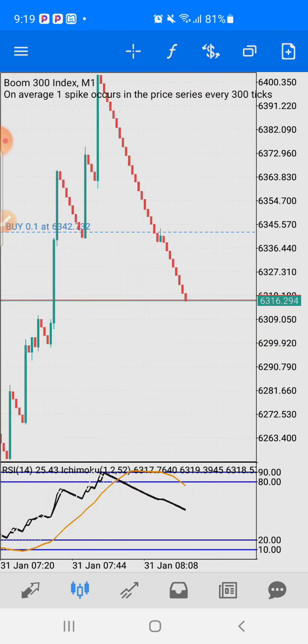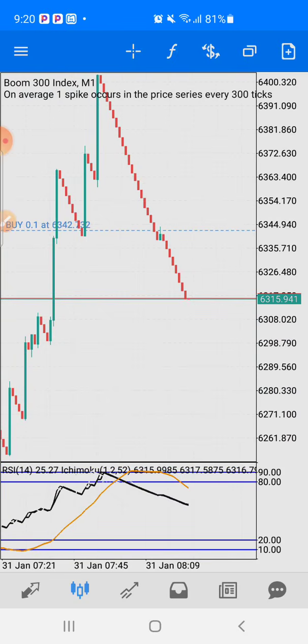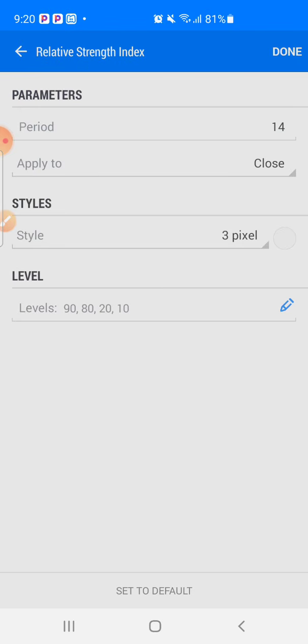All right, so what you need to do is just wait until these 3 lines here converge at level 20 and 10. That's all. Let me show you the setup of this. You just have to add your relative strength index. Yeah, and you have your level 90, 80, 20, 10. You can see that the period is 14. Screenshot this and set it up yourself.